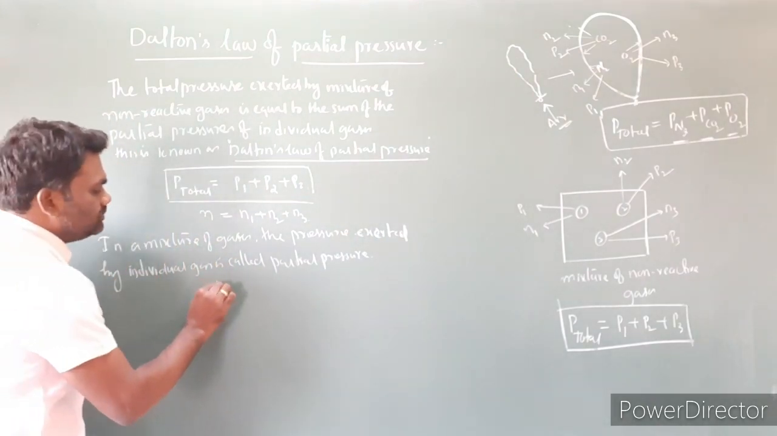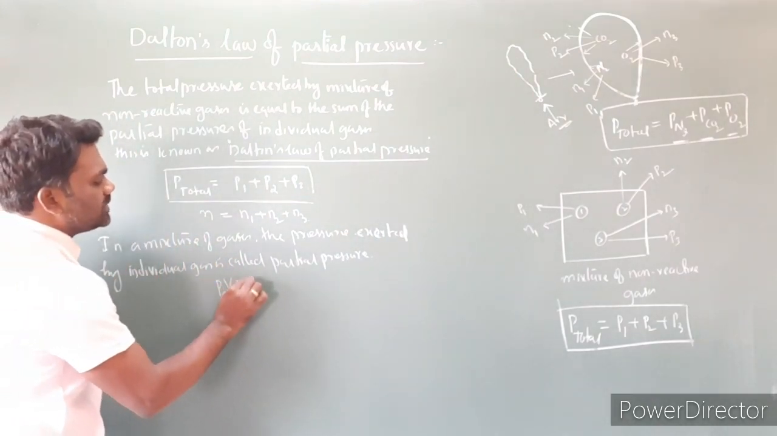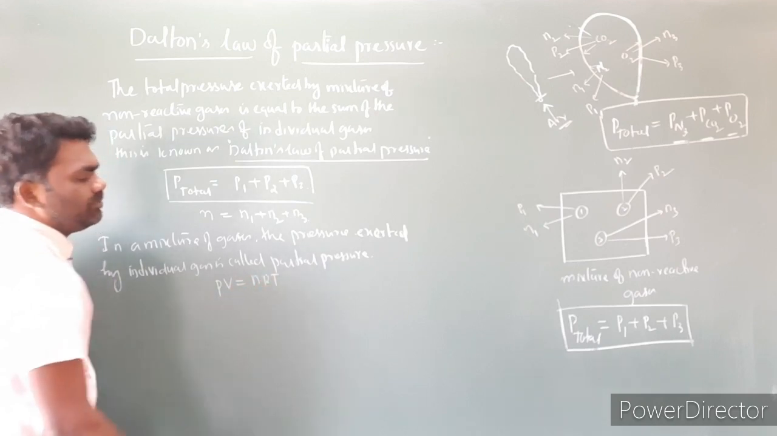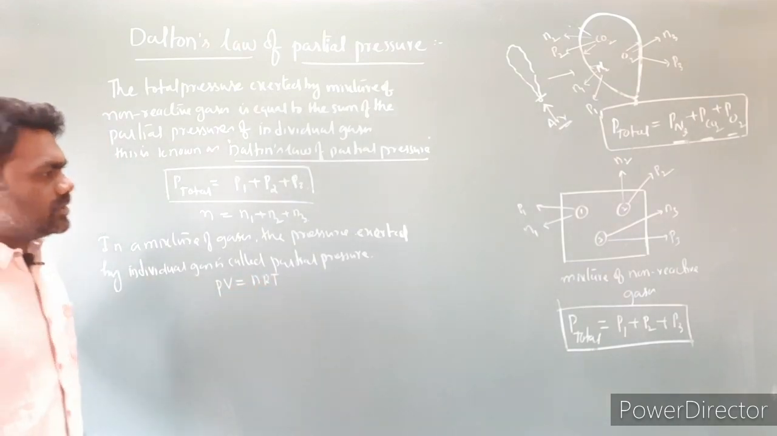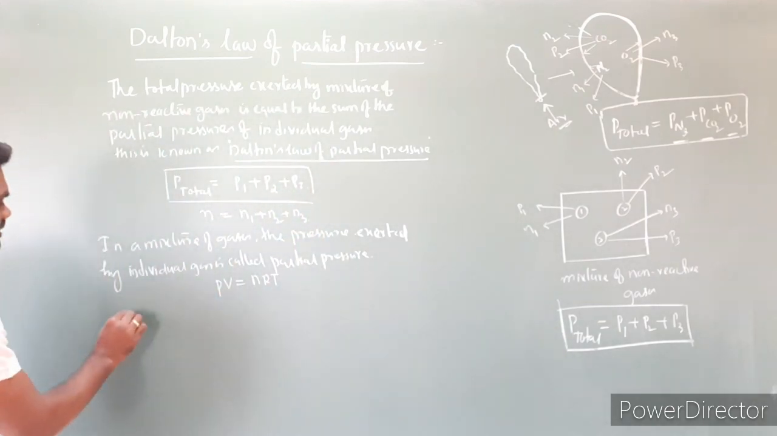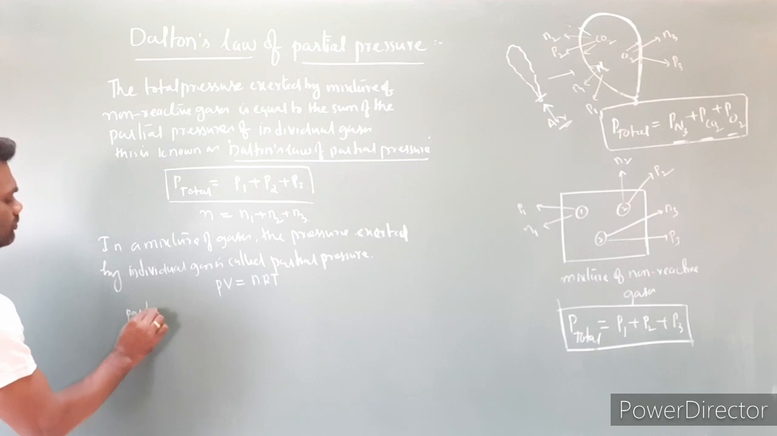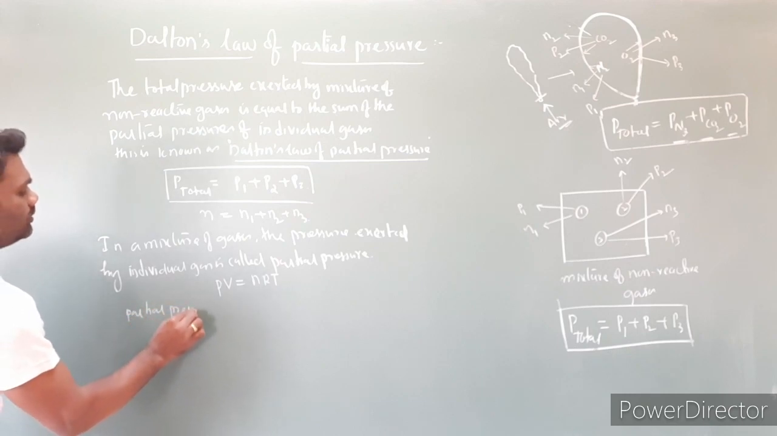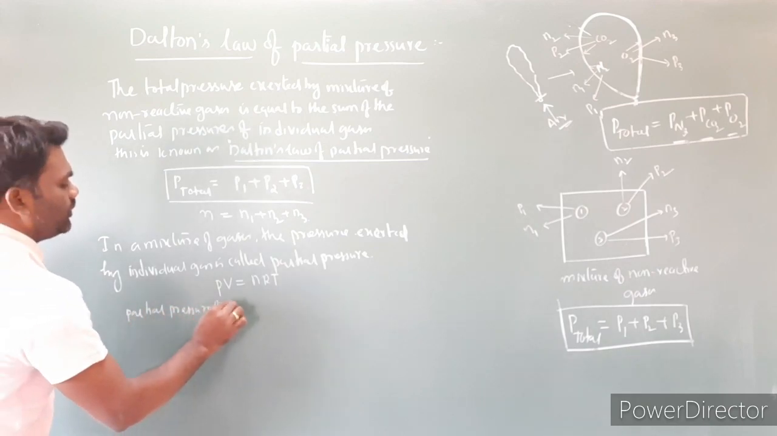Then by using the ideal gas equation, PV is equal to nRT. So I want to find out the partial pressure of the first gas. So how do you find the partial pressure of the first gas?